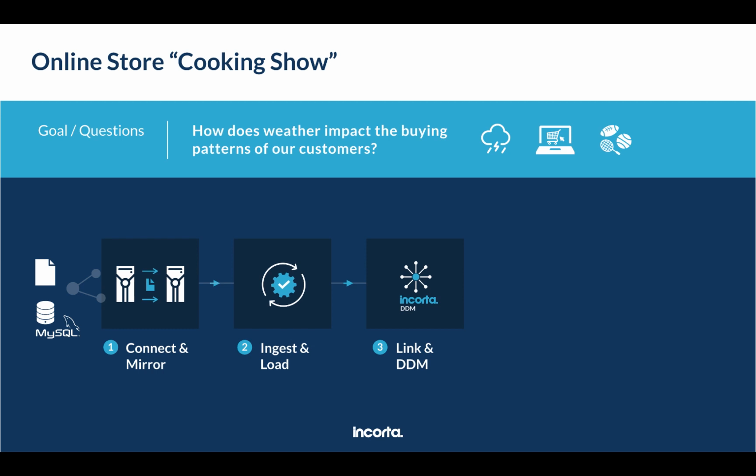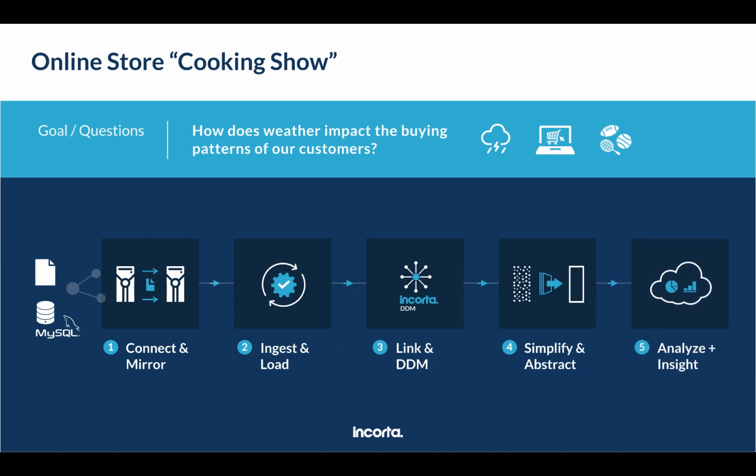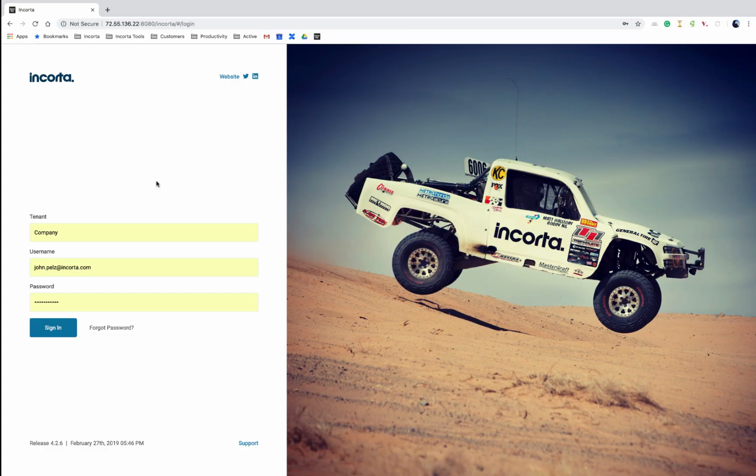The fourth thing we'll do is we'll create a business schema or a business view, which is essentially an abstraction layer from the physical layer that allows us to organize the data into consumable business entities that really facilitates self-service for our end users. And finally, we'll derive insights from the data using the Incorta visualization layer. All right, so let's go ahead and log into the Incorta platform.